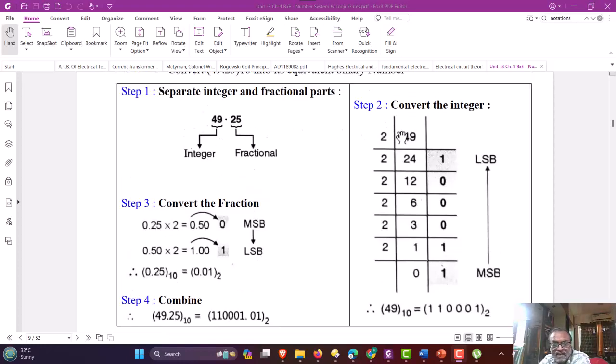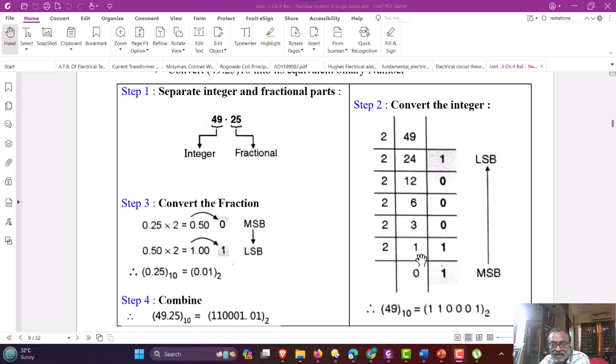So 49, we will see here, we will take the integer portion, 49 by 2. Quotient will be 24, remainder will be 1. Again 24 will be divided by 2. Quotient will be 12, remainder will be 0. 12 will be divided by 2. Quotient will be 6, remainder will be 0. 6 will be divided by 2. Quotient will be 3, remainder will be 0.